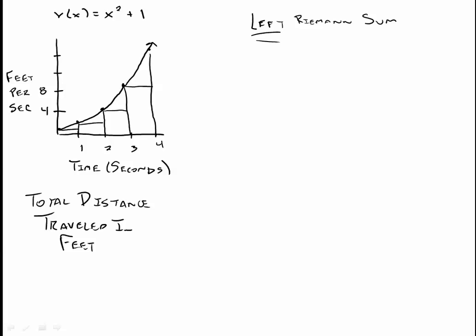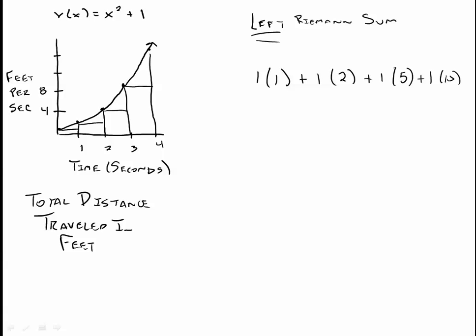I've broken this curve up into 4 rectangles. The first rectangle has a width of 1 and a height of 1. The second rectangle has a width of 1 and a height of 2. The third rectangle has a width of 1 and it has a height of 5. And finally, a width of 1 and a height of 10.